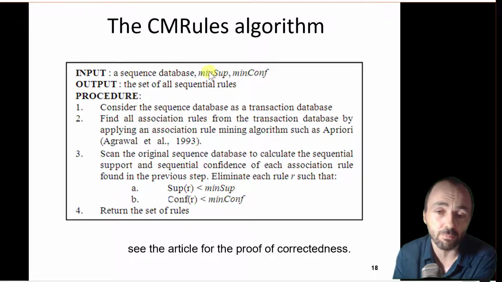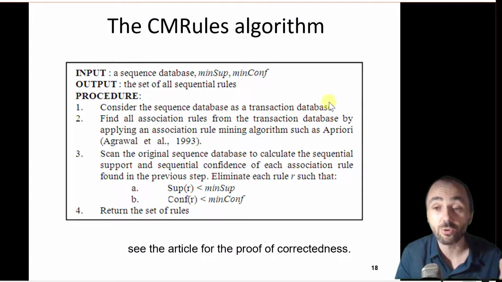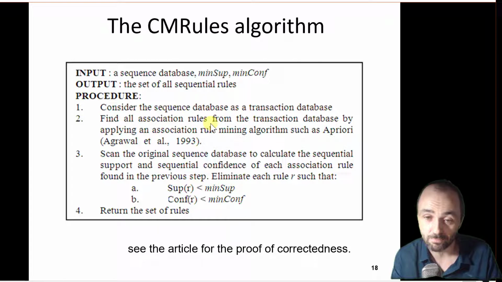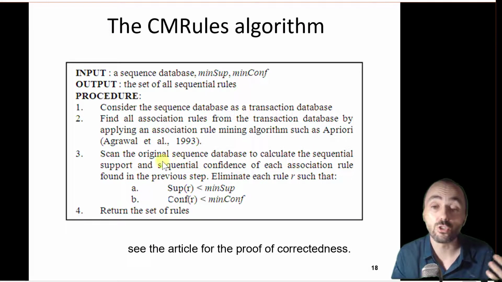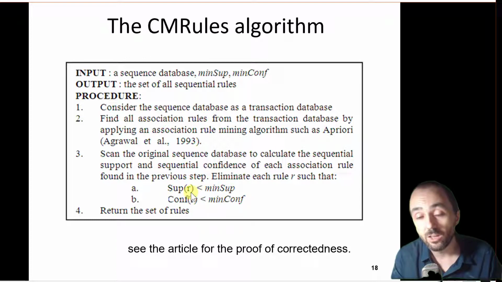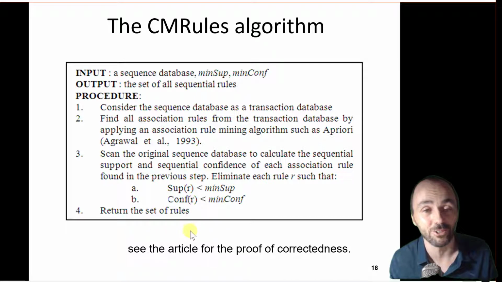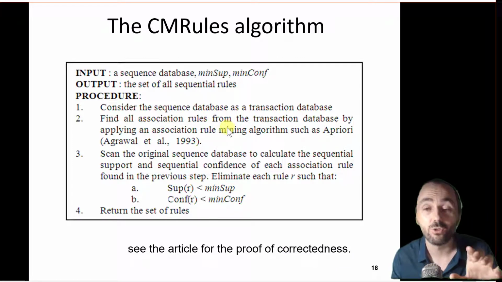The input will be a sequence database and the minimum support and confidence, and the output will be all the sequential rules. First, we consider the sequence database as a transaction database, and then apply an association rule mining algorithm to find all the association rules. Then, we scan the sequence database to calculate the support and confidence as if they were sequential rules. This allows us to eliminate the association rules that are not sequential rules. Finally, we obtain the set of sequential rules. That is the end of the algorithm. Really simple. I will not make the proof about this. It is in the paper. But I want to show you an example to make this very clear.